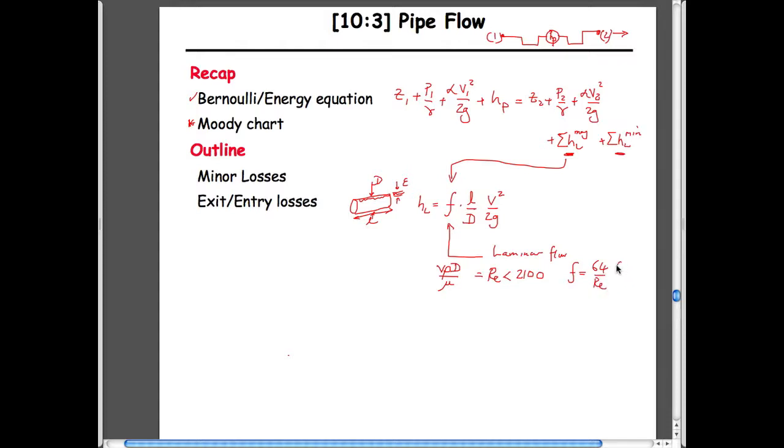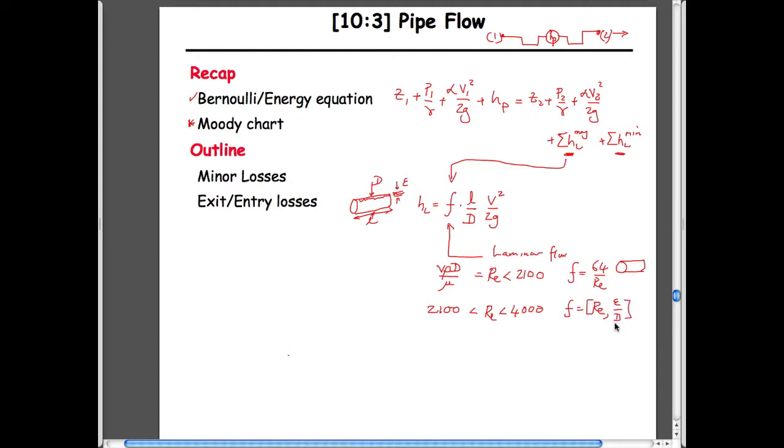And that's for a circular section pipe. So that's important. That's only for that case. And for Reynolds numbers less than 4000, but greater than 2100, this friction factor is a function of what? It's a function of the Reynolds number and of the relative roughness.